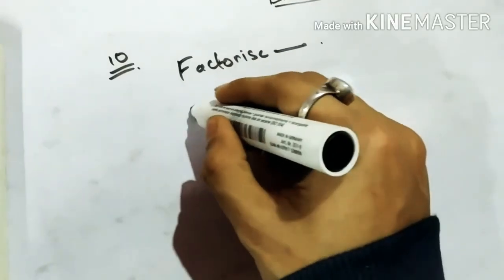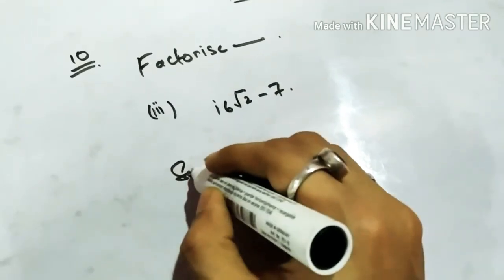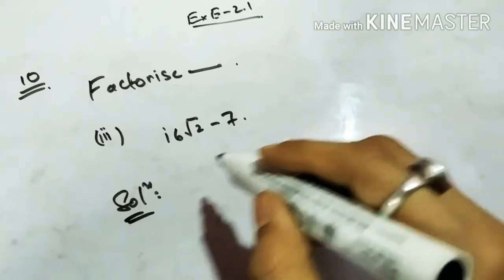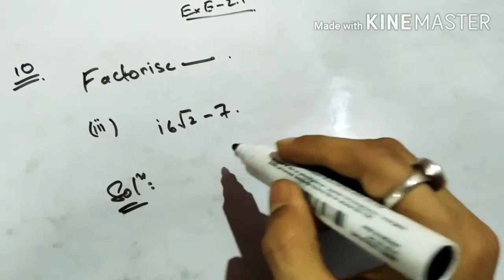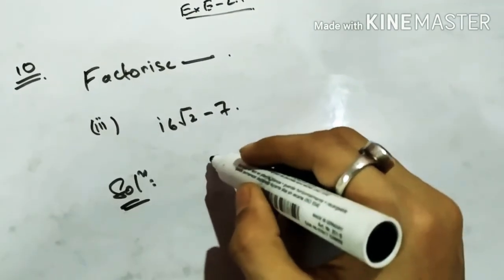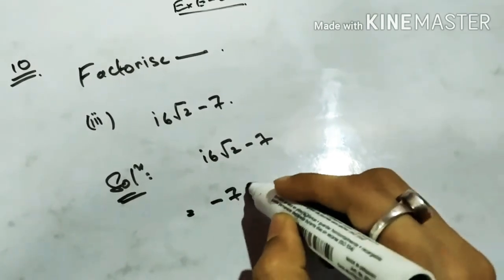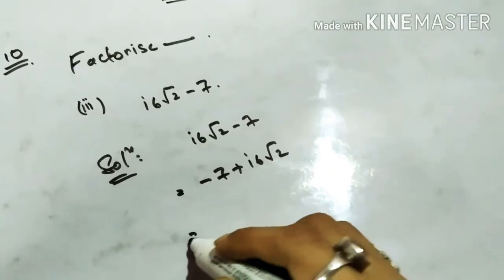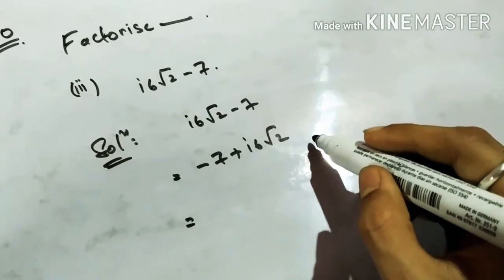Next again, number 3, 6 root 2 i minus 7. Solution. So this I can write as root 2 minus 7 plus i 6 root 2.